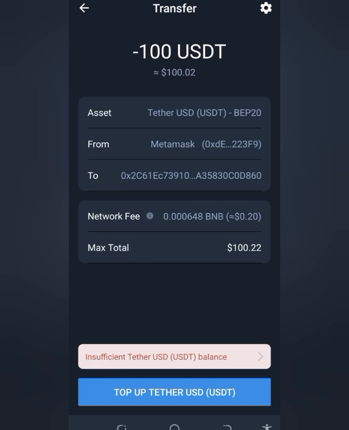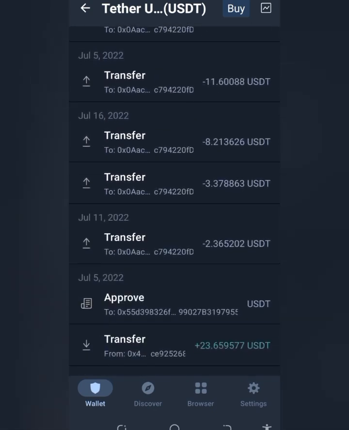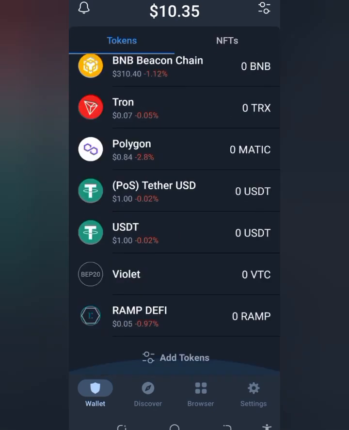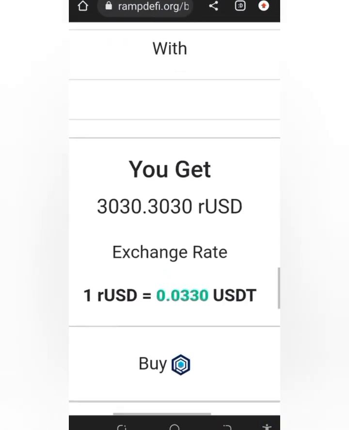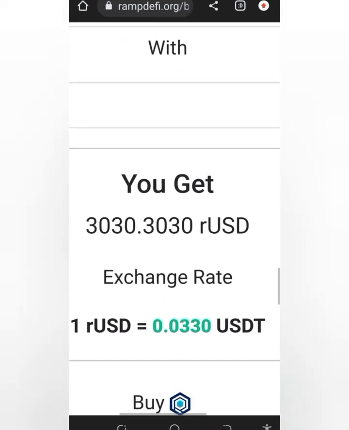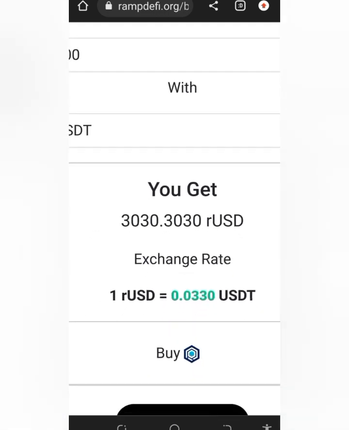Okay, so once this goes, there's no way I can go ahead with this, so let me remove this. Now, let's assume that this was $100 that we've already bought. Eventually the money will turn to the ramp token. So we'll now have the $100 worth of the ramp token. Going back to this place, what we would have is 3,030.30 ramp USDT. That's what we're going to have.